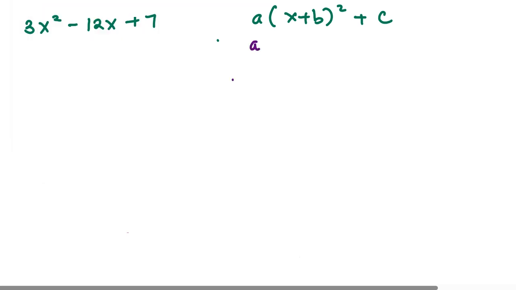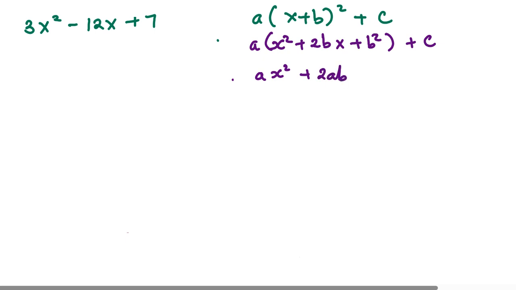So this is a double bracket, and when you expand it, it is x squared plus 2bx plus b squared, plus c. You can make the a enter, and then we shall have ax squared plus 2abx plus ab squared, and then plus c. So this is a, this is b, which is the coefficient of x, and what does not contain an x is what we call c. So next, you just compare coefficients.